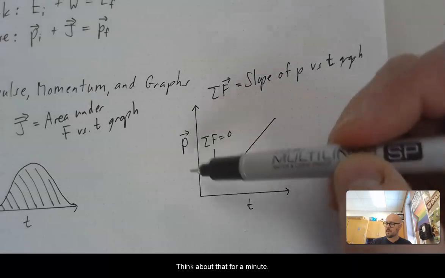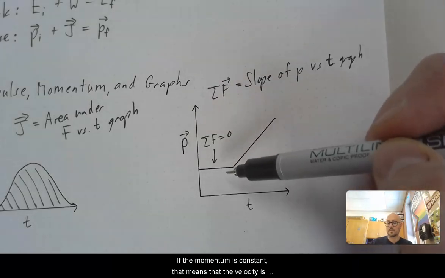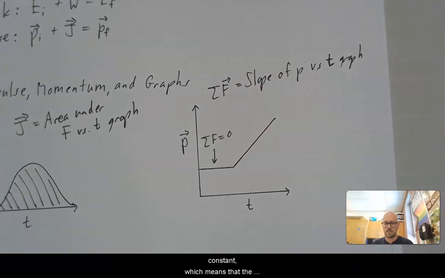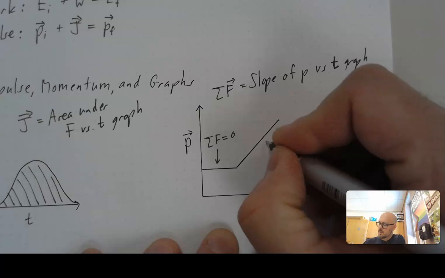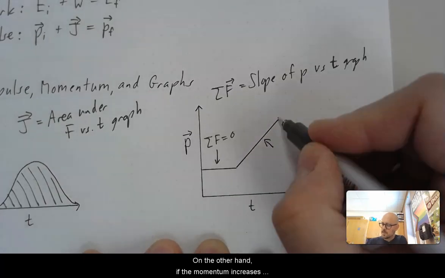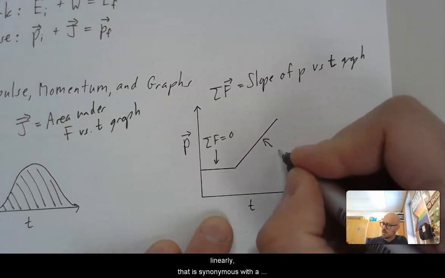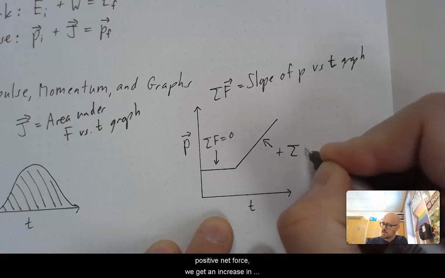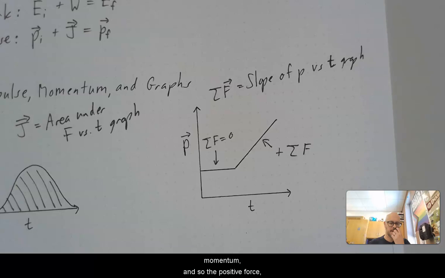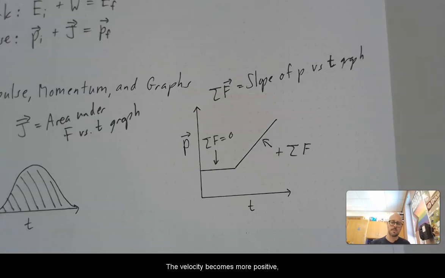Think about that for a minute. If the momentum is constant, that means that the velocity is constant, which means that the acceleration is 0, and therefore there's a 0 net force. On the other hand, if the momentum increases linearly, that is synonymous with a positive net force. We get an increase in momentum, and so a positive net force. So there's a positive net force that causes acceleration. The velocity becomes more positive. And that's it for now.